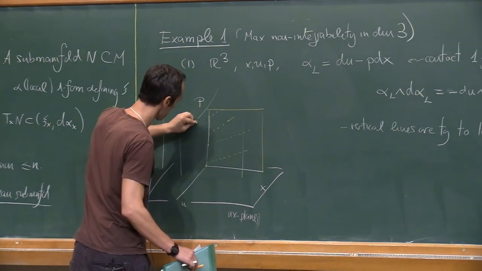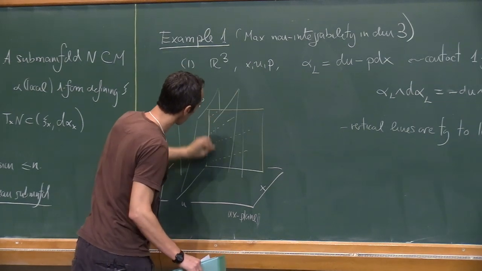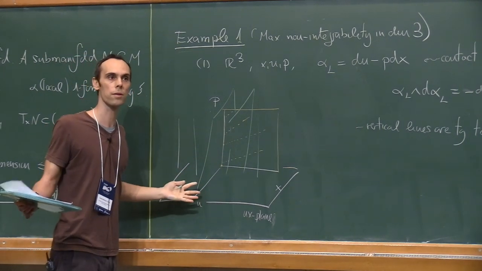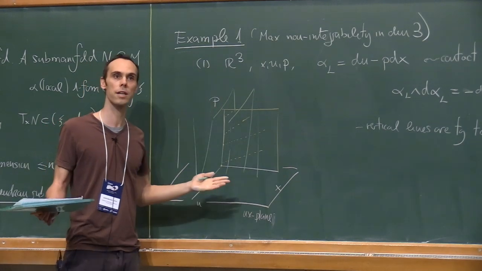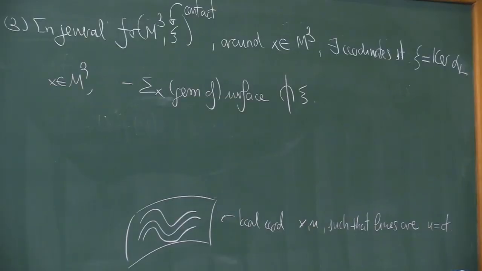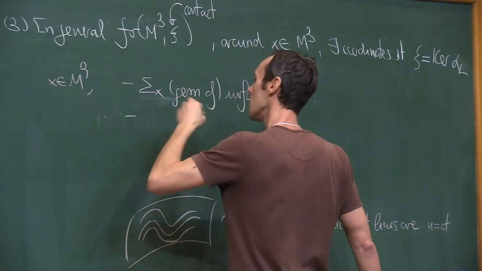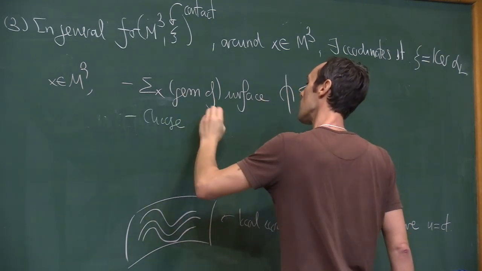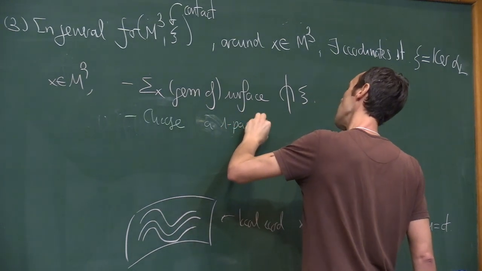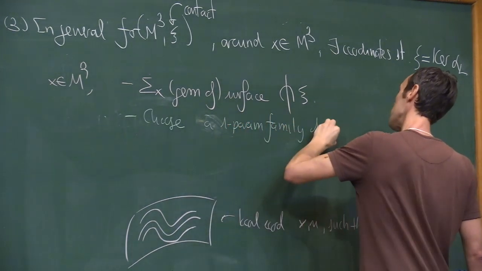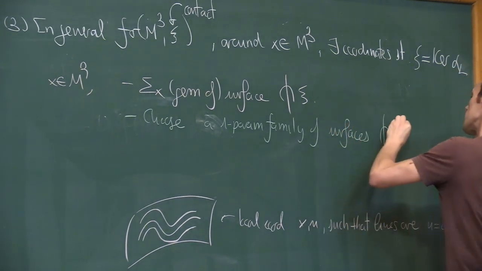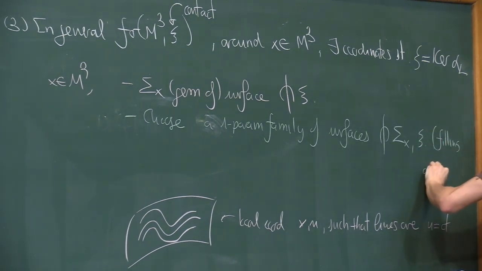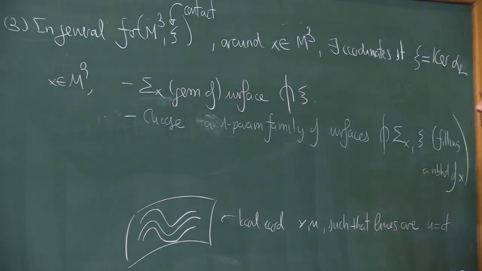So again, you can take a one-parameter family of planes which are simultaneously transversal to the surface and to the contact distribution. That's going to produce on each of the planes, again, a family of Legendrians that you're going to use as vertical coordinates once you parameterize them in the right way. So choose a one-parameter family of surfaces which are both transverse to xi and the contact distribution, and which also fill a neighborhood of the point x.